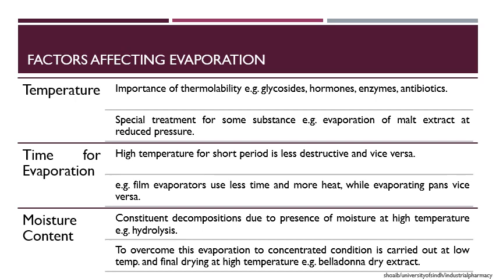So it's better to evaporate the substance at higher temperature for a shorter period of time, which will cause less destruction. Now, for example, there are certain types of evaporators like the film evaporators which use less time and more heat. So in these types of evaporators, like I am saying about the film evaporators, they require less time and they give more heat, so there are less chances of the destruction.